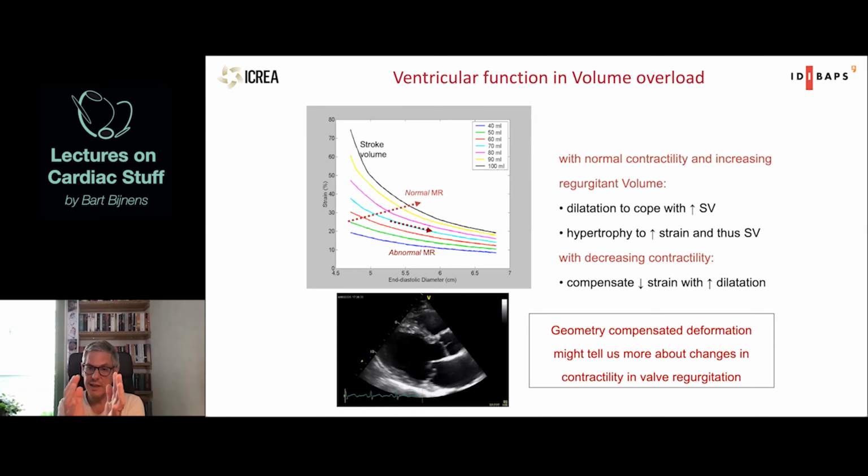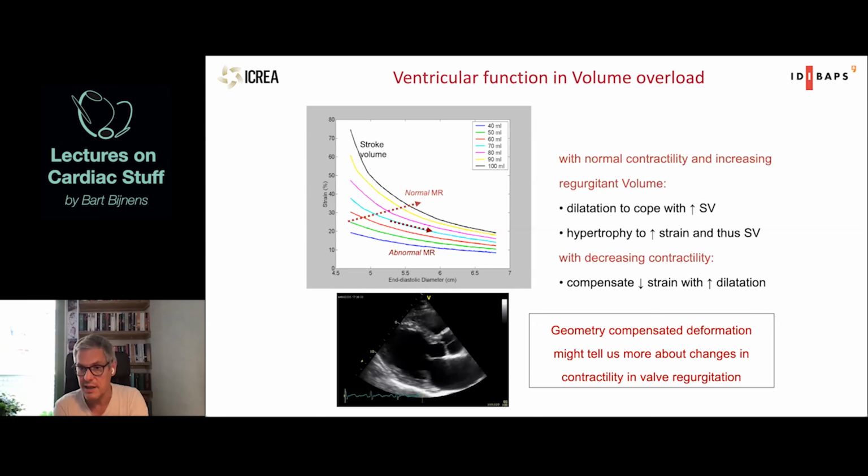But then at some point, you will see that the heart becomes so big that the wall stresses are disproportionately increased, in such a way that the wall stress becomes so high that you locally start to get problems with the myocyte. So you start to get apoptosis, the myocytes will die, and they will be replaced by fibrosis. And of course, if you have myocyte damage, the amount of deformation that you can do will decrease. So your strain will decrease because of myocyte damage. Now, when your strain decreases, of course, your stroke volume will decrease.